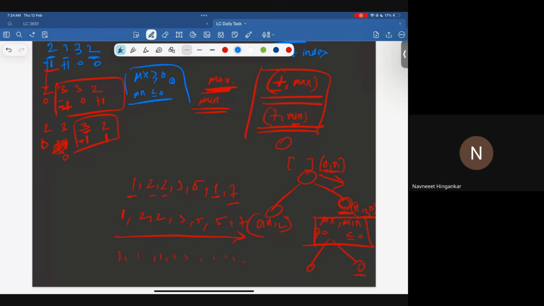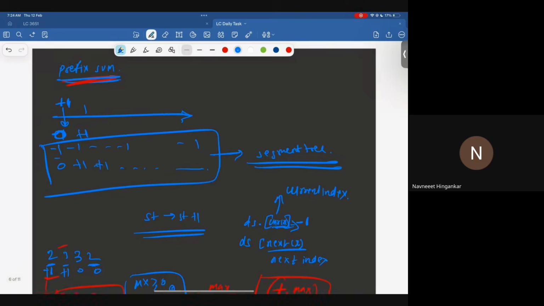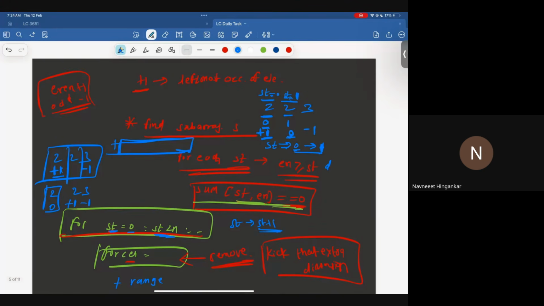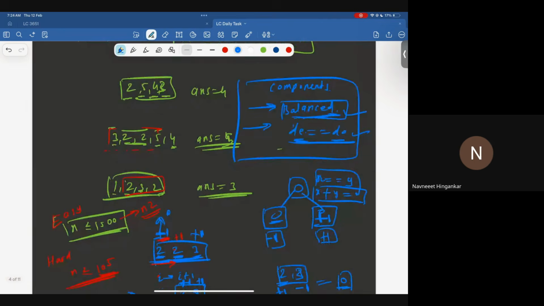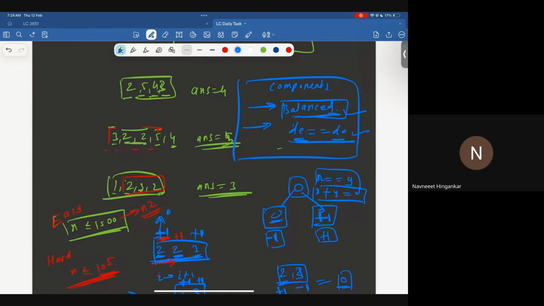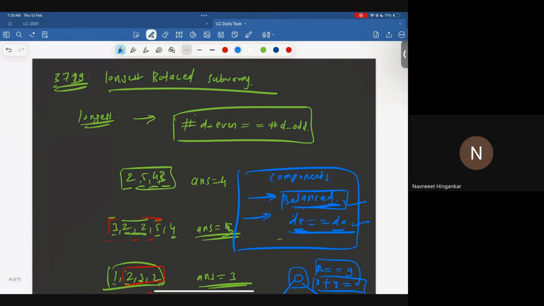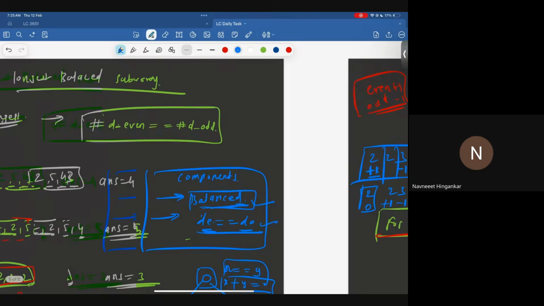Is everyone with me for this one? This is a very difficult task. Yes, Navneet. Okay, so cool. Then we will move to the next task. Once again, where is this string? Okay, so this is done. Let's move to the next task.